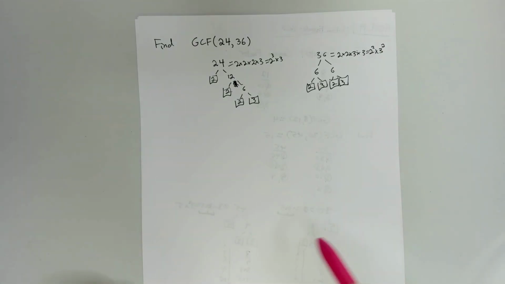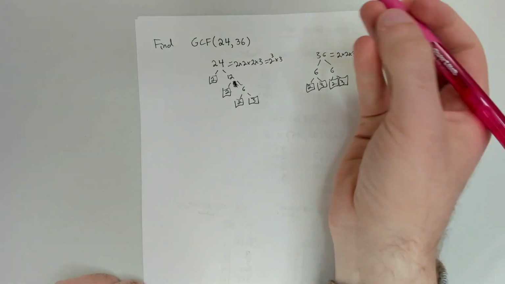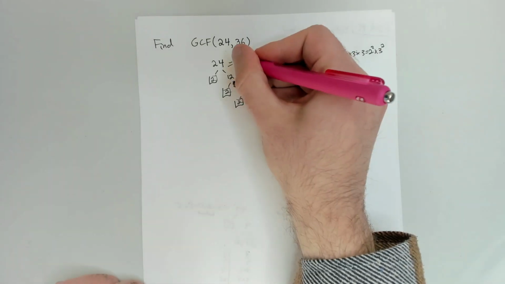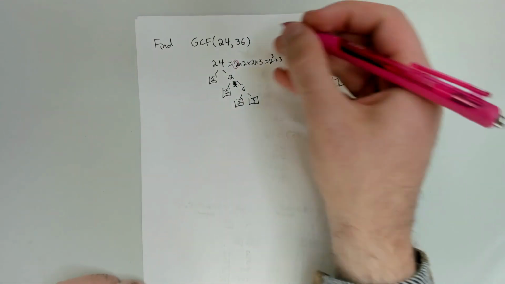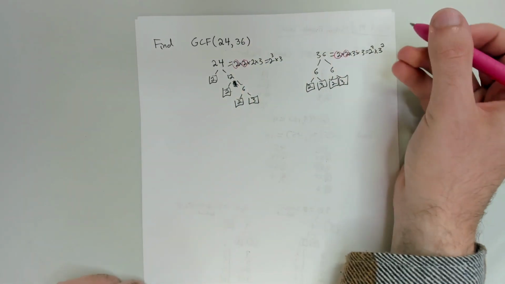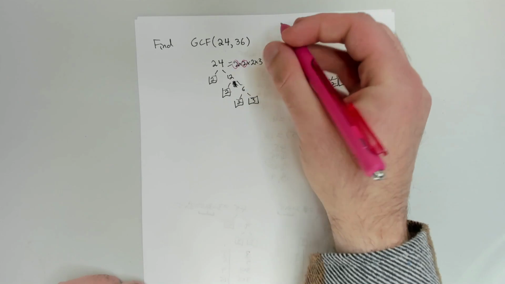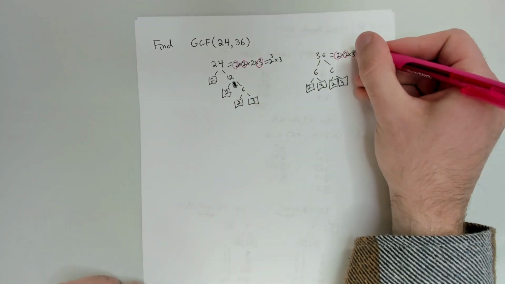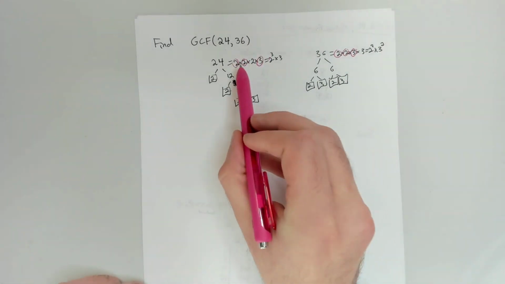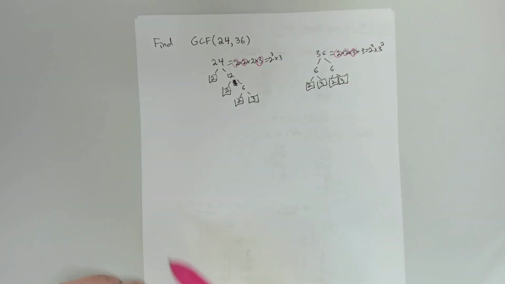So now what we want to do is circle all the common prime factors. The common prime factors are, we have a 2 and a 2, we have another 2 and another 2, and then there's a 2 here but not another 2 here, so we can't circle that one. But we are going to get a 3 and a 3. So these are all the common prime factors between 24 and 36.